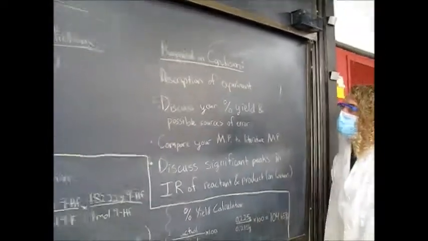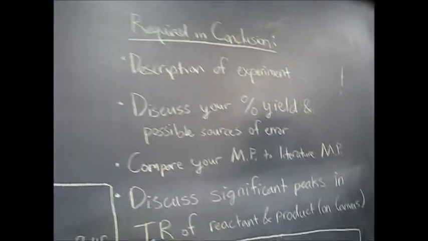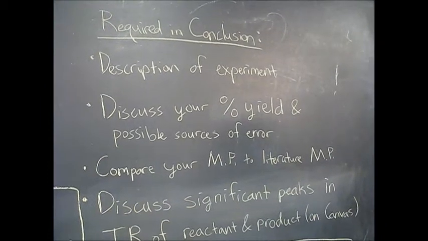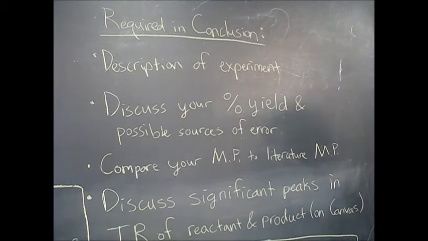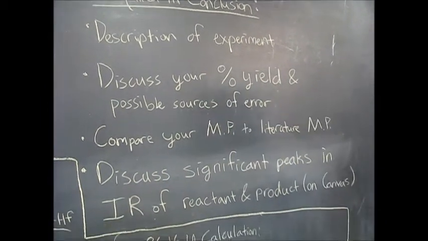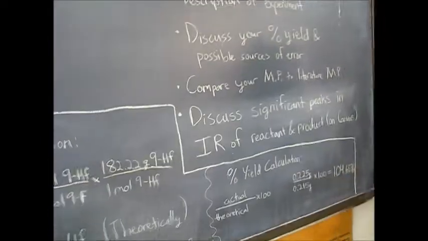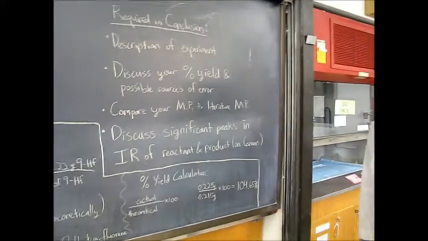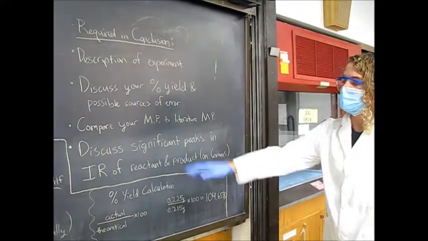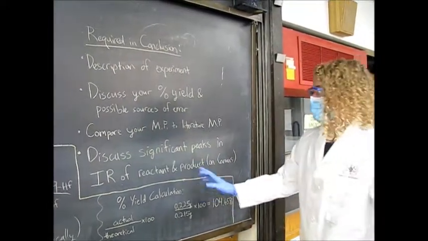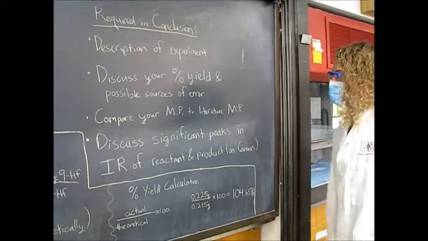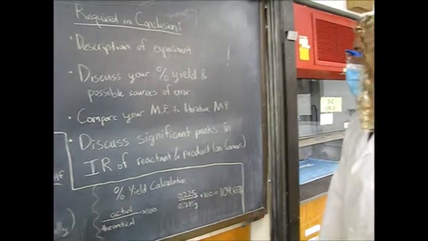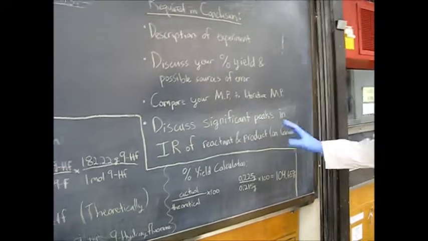Lastly, for the conclusion, we just need a good description of the experiment in general. Talk about the percent yield that you calculate and sources of error, like I just mentioned, and then compare the melting point that we give you to the literature melting point value. And then we're also going to give you IR spectra of both the reactant and the product. Those will be on Canvas. We'll just need you to talk about kind of the differences between them and all the significant peaks.